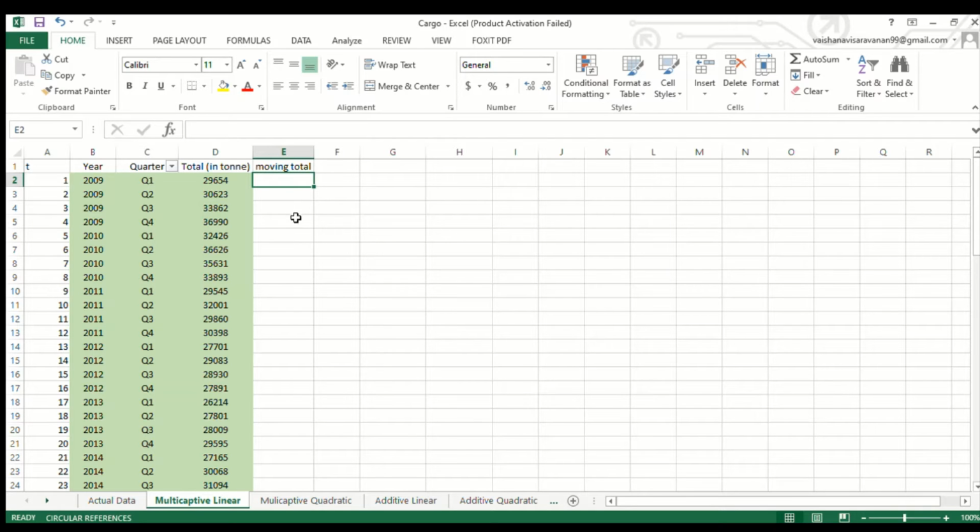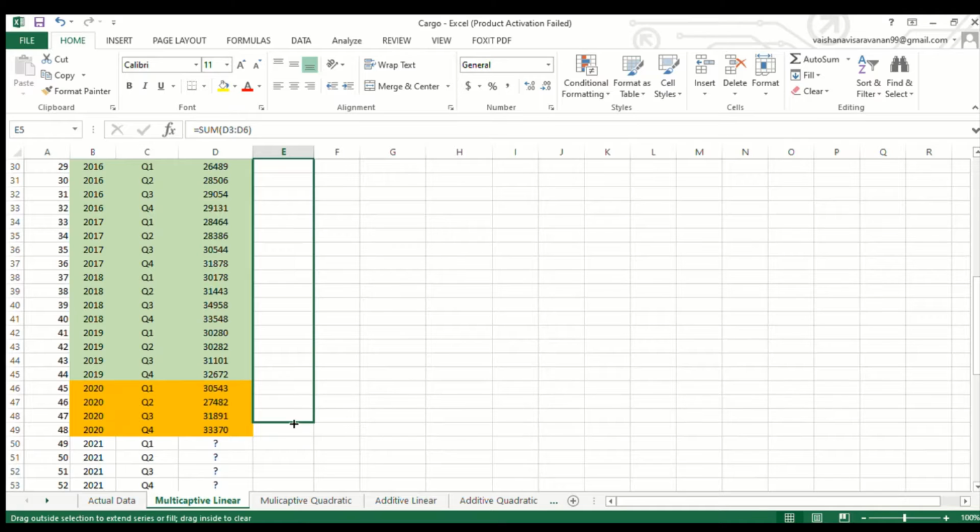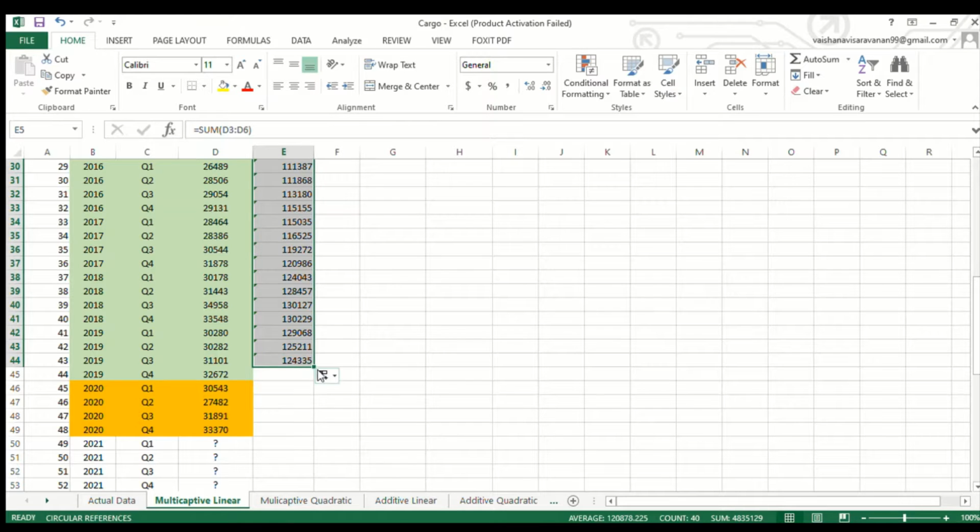And the first column after our actual values, I'm going to add the moving total. For the moving total, we start from the third cell, which is equal to T3. For the first value, we are going to take the sum of D2 till D5. And the next one will be the sum of D3 to D6. And it goes on till the end. But I'm going to take till quarter 3 of 2019, which is equal to T43. So our last value would be the sum of D42 till D45.